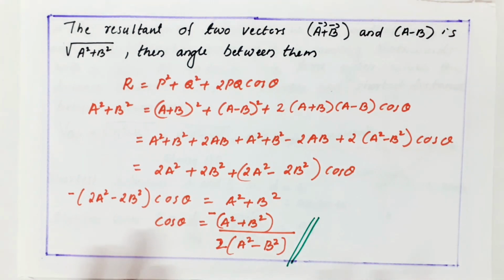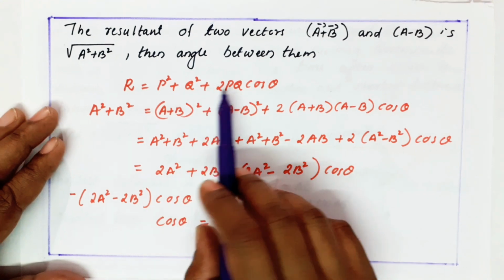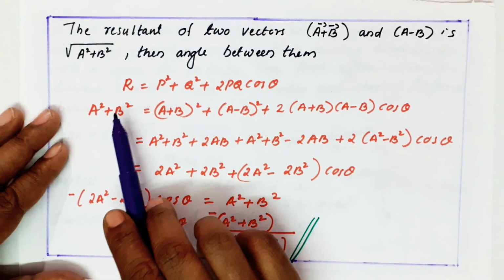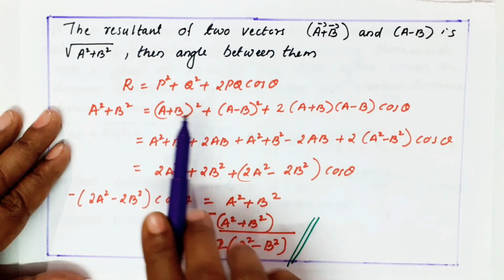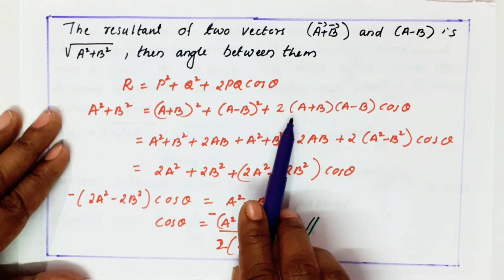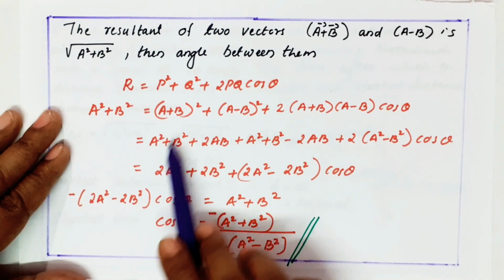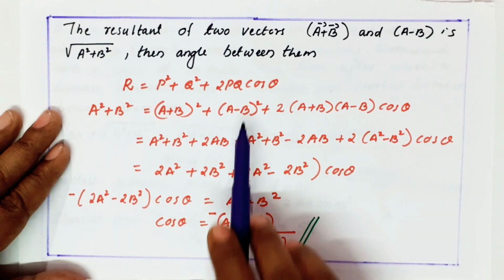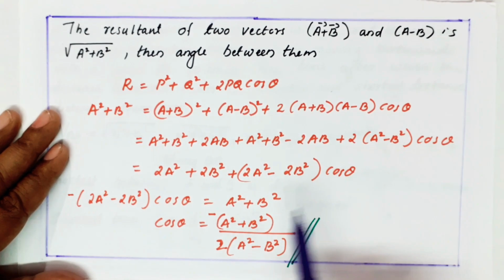I'm just using our parallelogram law. R equals P square plus Q square plus 2PQ cos theta, under the root. P in this case is A plus B, Q in this case is A minus B. Substitute: A plus B the whole square plus A minus B the whole square plus 2 into A plus B into A minus B into cos theta. A square plus B square plus 2AB, here A square plus B square minus 2AB. This is 2 into A square minus B square.